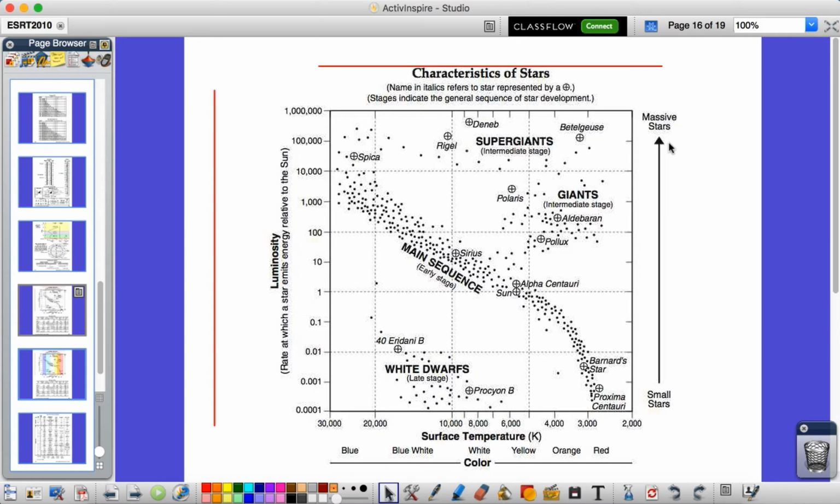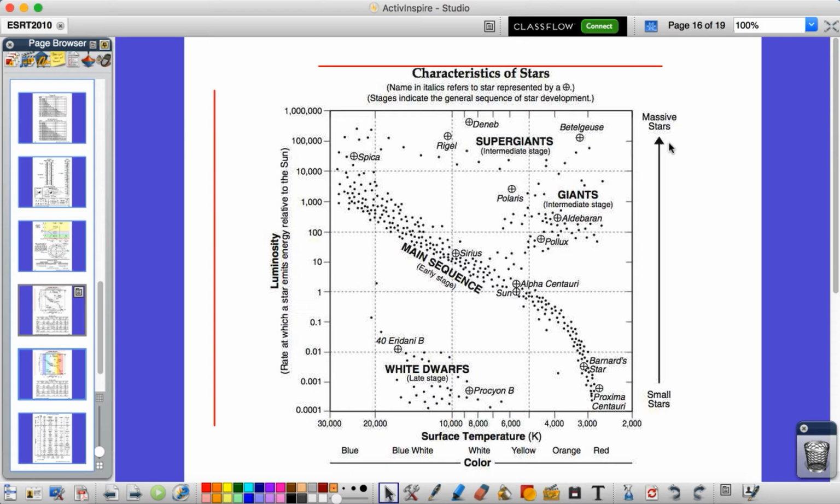Now, in temperature, you notice something very odd about this scale. It's actually increasing toward the left. That's a bit foreign to you. You're used to having scales on your x-axis get larger as you go to the right. Well, it's doing the opposite here. So remember, your lowest temperatures are on the right, your highest temperatures are on the left.